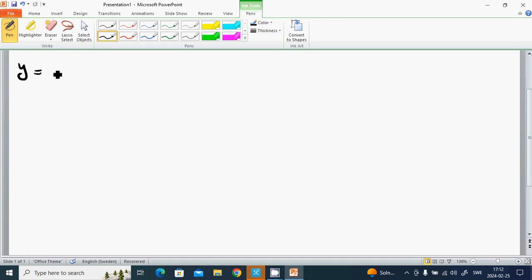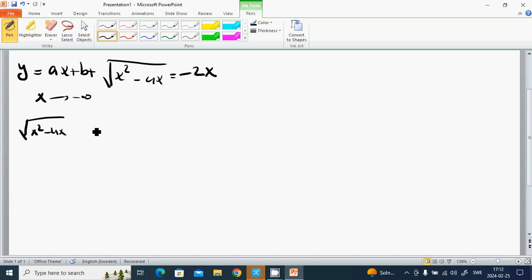y equals ax plus b plus square root of x squared minus 4x. We will decide a and b in such a way that when x goes to minus infinity, y is minus 2x. We know that the square root of x squared minus 4x is corresponding to minus x minus 2.